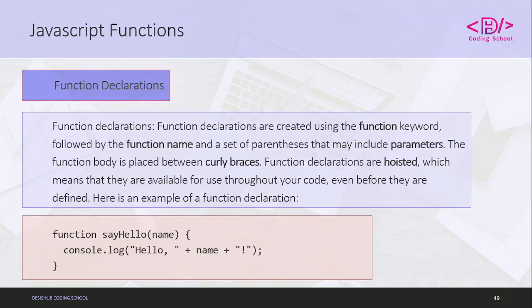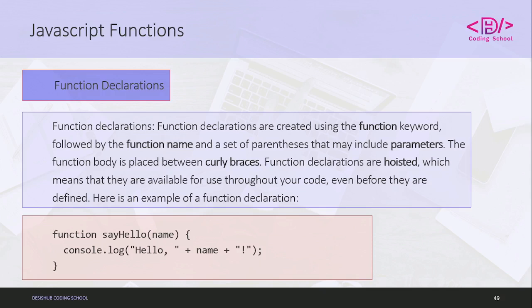So what are function declarations? Function declarations are created using the function keyword, followed by the function name and a set of parentheses that may include parameters. The function body is placed between the curly braces. Function declarations are hoisted, which means that they are available to use throughout your code even before they are defined. Okay, we're going to see what that means.